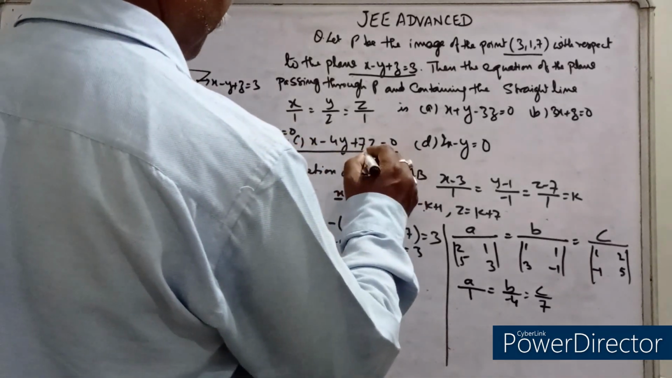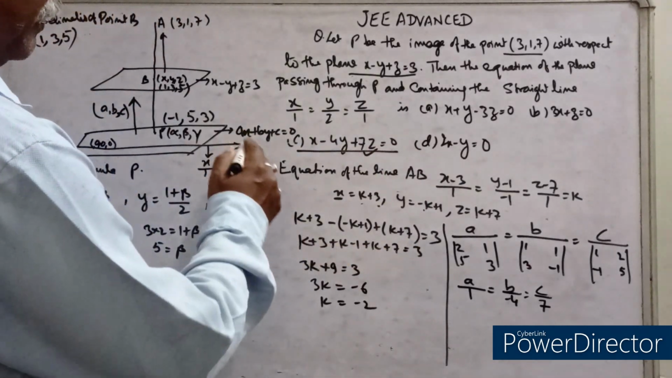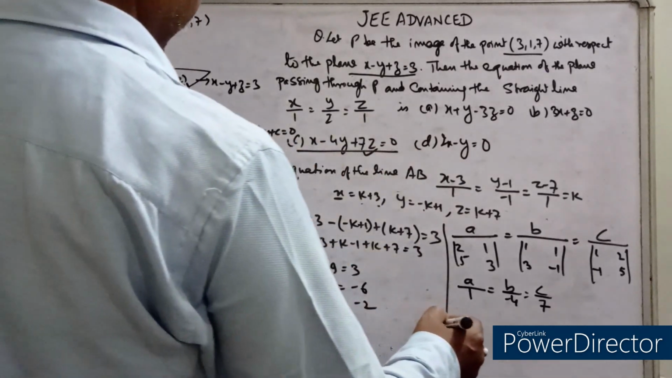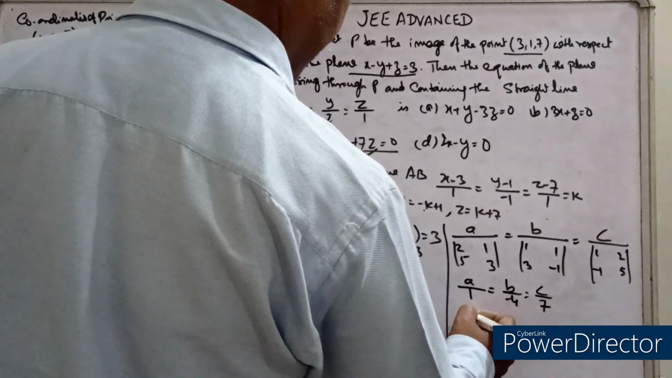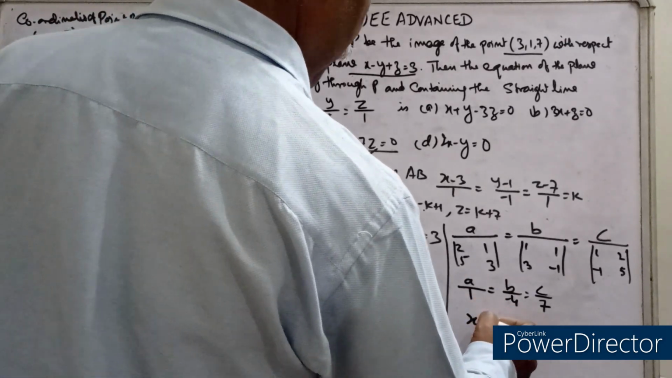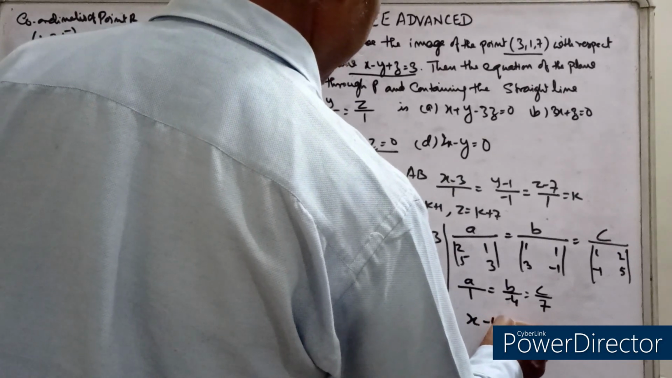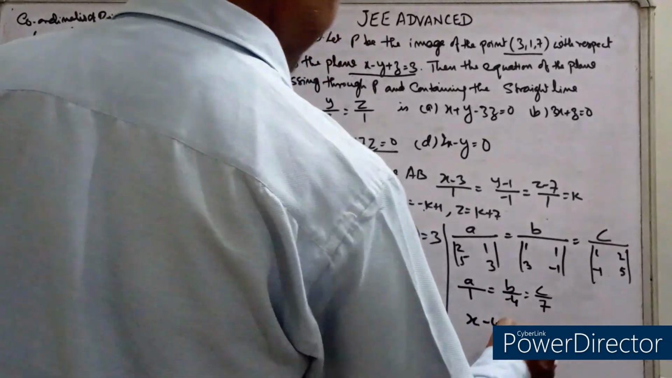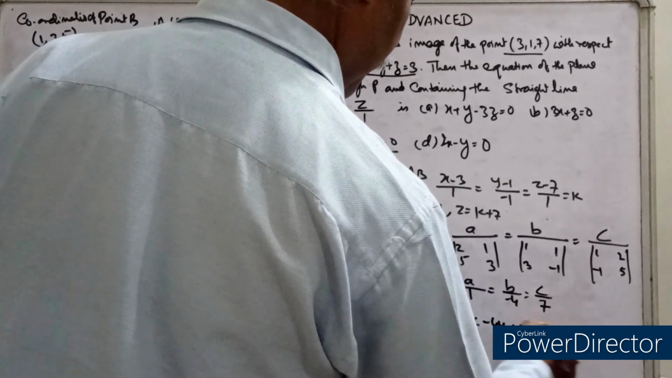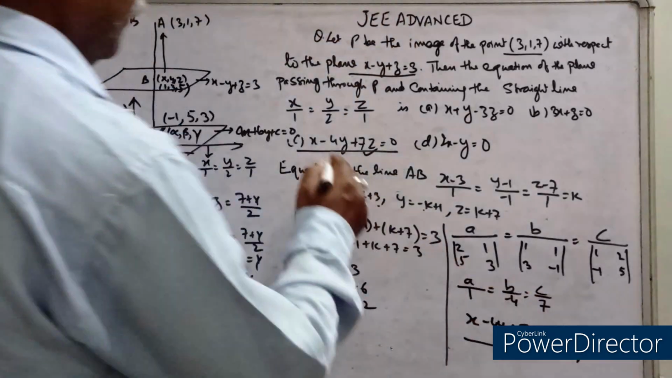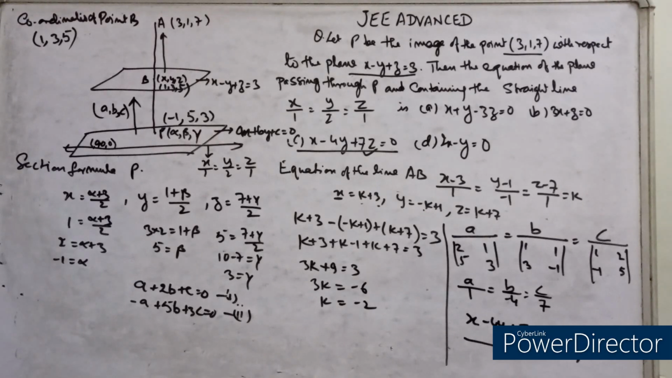It is clear. Why? So the equation of this plane will be how much? A, that is x, B is your minus 4y, and your C is how much? 7z is equal to 0. So this is your answer. So this is how we solve it.